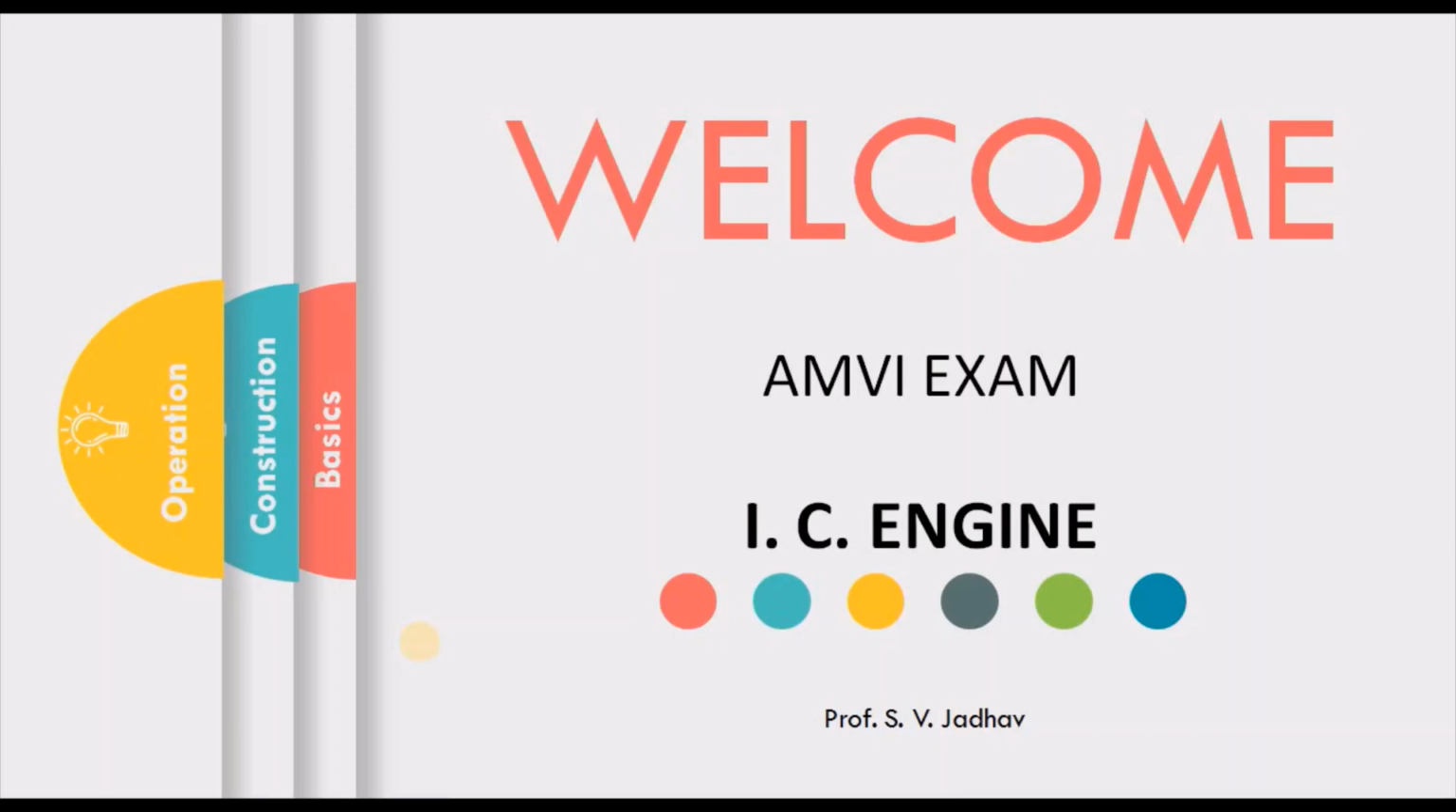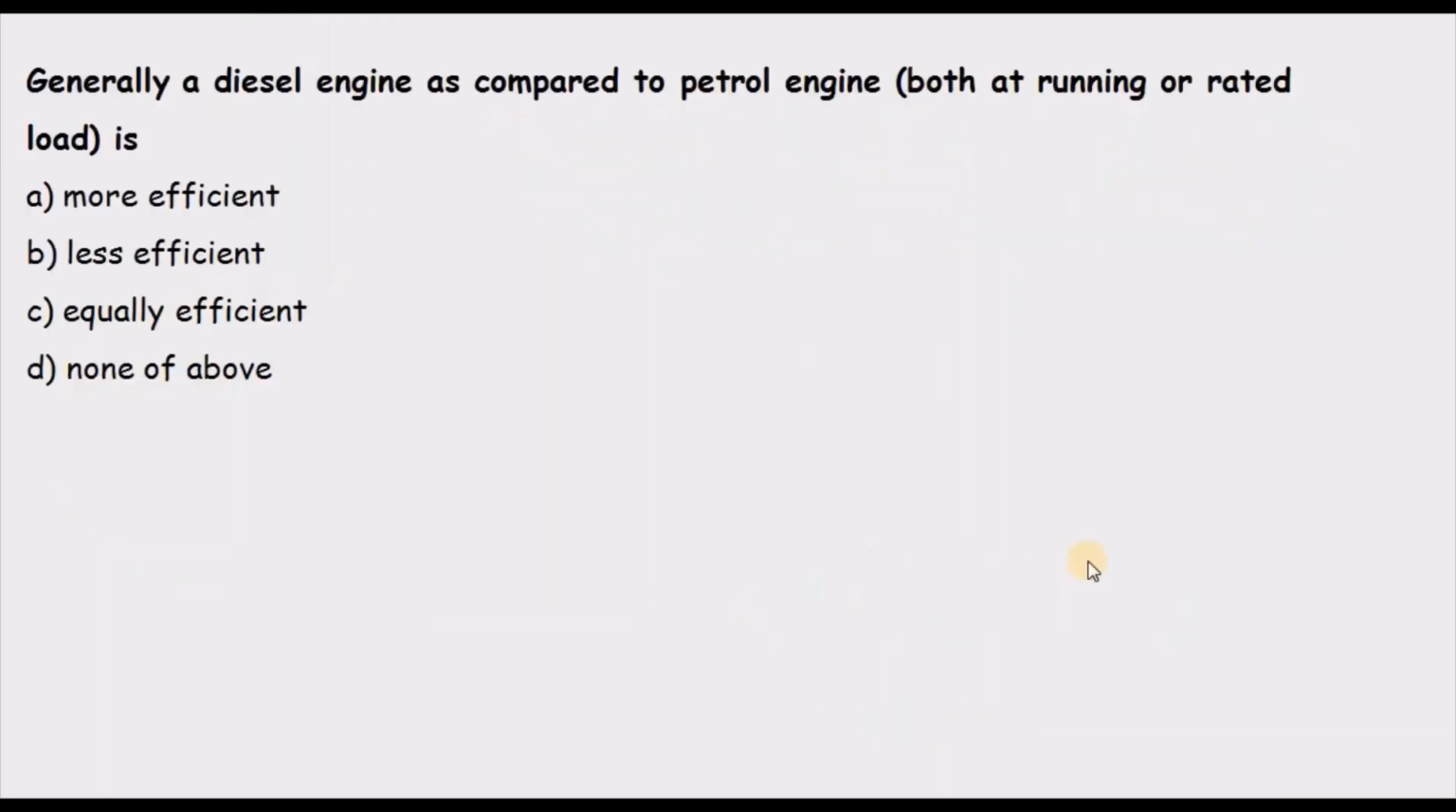So let us start. The first question is: generally, a diesel engine as compared to a petrol engine is, with the options, more efficient, less efficient, equally efficient, and none of the above. We know that diesel engines use higher compression ratios compared to petrol engines, and when the compression ratio is increased, the efficiency increases.